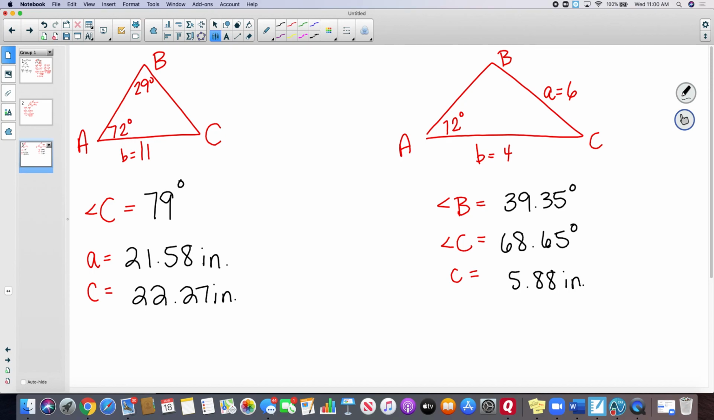Okay, and again, if you are looking for an angle measure, you should be using inverse sine. If you're looking for a side length, regular sine, okay? If you didn't get these answers, post a question in the comments, or we will go over them in our next class meeting together.